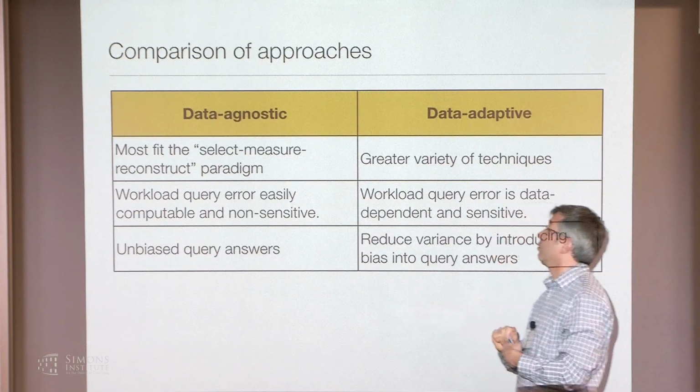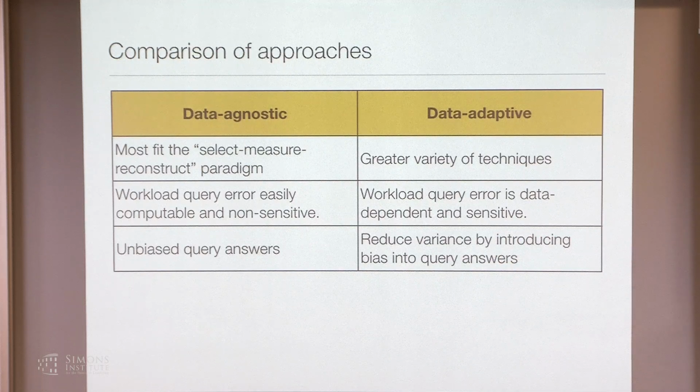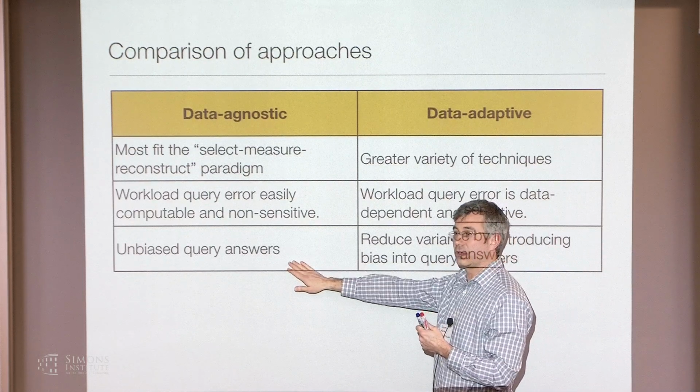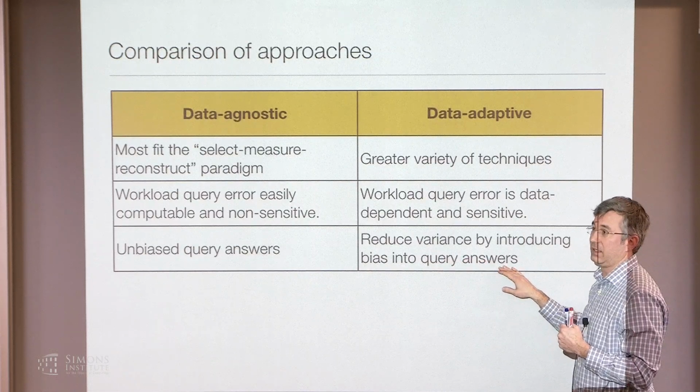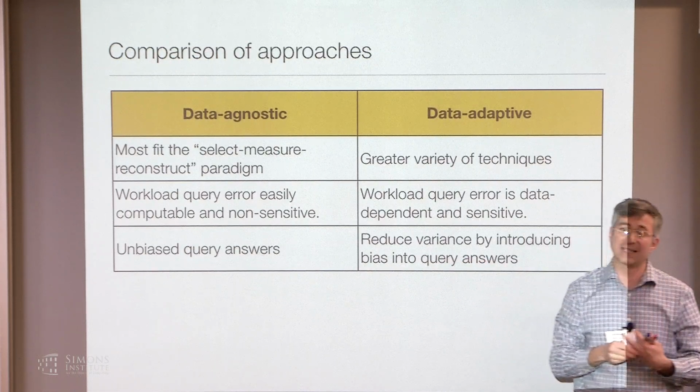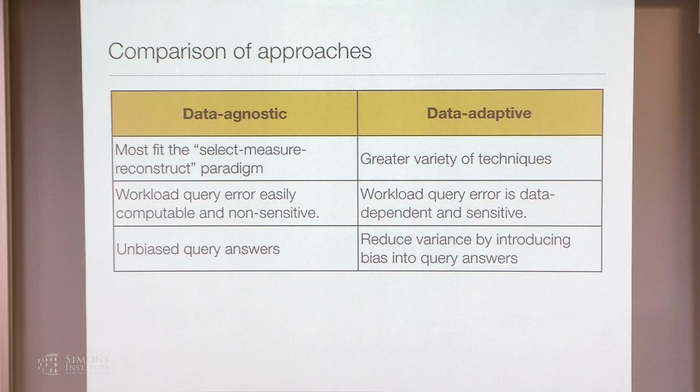So in the data agnostic world, also we have unbiased query answers, which is to say that the expected value that we get out for our workload query answers equals the true answer, whereas that's not true for many of the data adaptive techniques. And that's also a problem in practice because we have systematically biased outputs coming out of some of these algorithms.